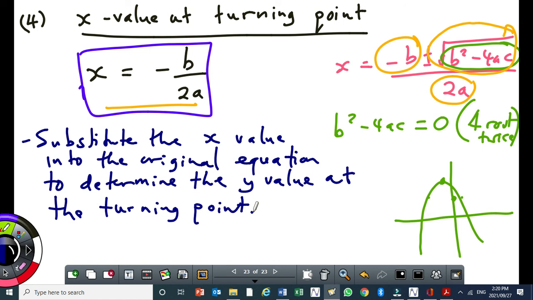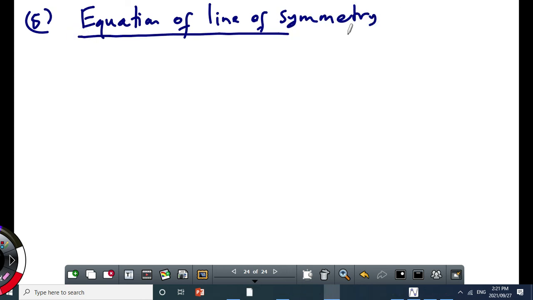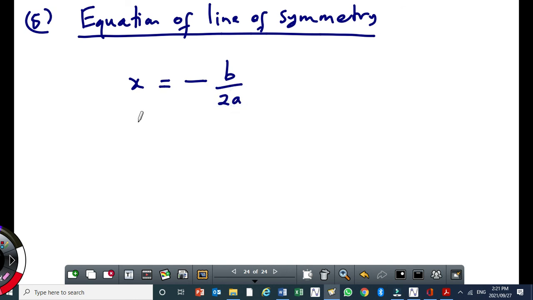Okay. Then let's move on to equation of axis of symmetry. Now, the good thing is that the x value at the turning point is related to the equation of axis of symmetry. So, number 5, equation of line of symmetry. That equation is also equal to the x value at the turning point. So it's x equals minus b over 2a. So this is the equation of the line of symmetry. The x value at the turning point also gives you the x value along the line of symmetry.